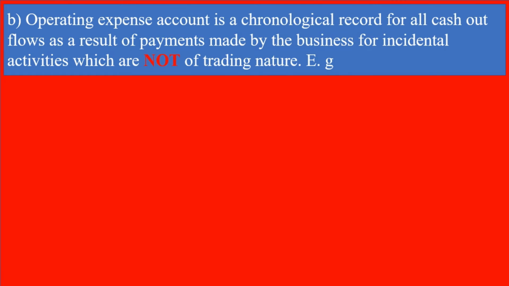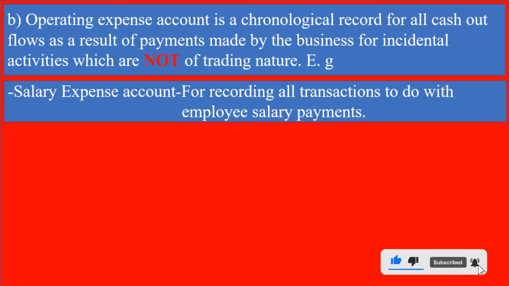Then when it comes to part B, the operating expense account, how do we define this term? An operating expense account is a chronological record for all cash outflows as a result of payments made by the business for incidental activities which are not of a trading nature. Alright? So, for example, we have the salary expense account, which is an account for recording all transactions to do with employees' salary payments.